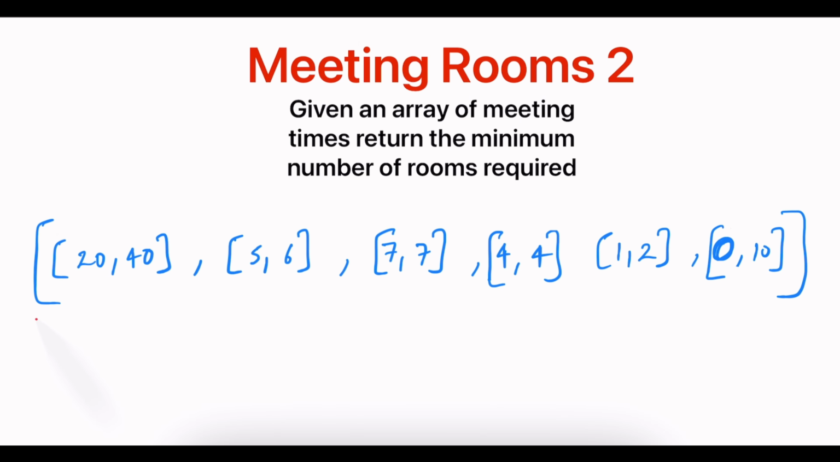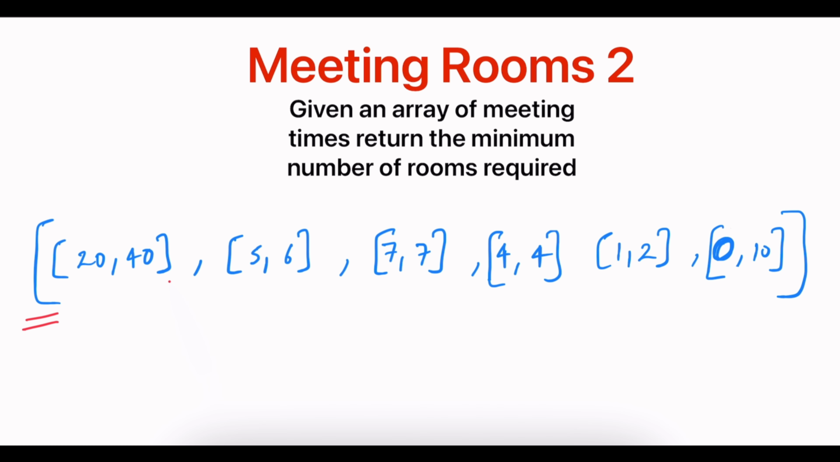Let's say we have this example of the meeting times. So let's discuss the first approach. The thing which is going to decide whether we are going to need a new room for a particular meeting is whether some existing room is already occupied by a previous meeting or not. If it is occupied by a previous meeting, then we are going to need a new room.